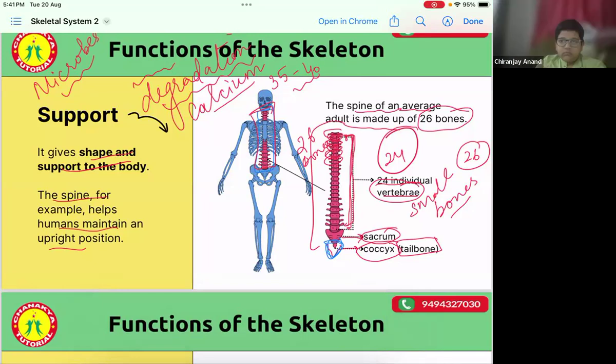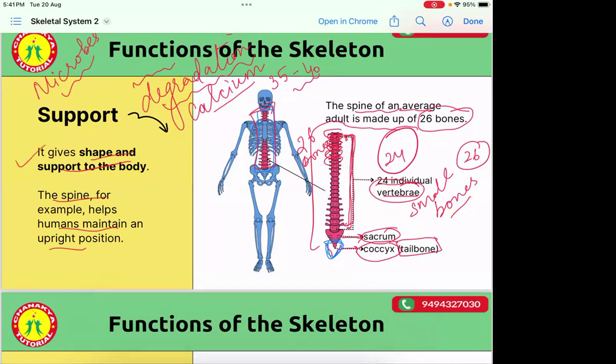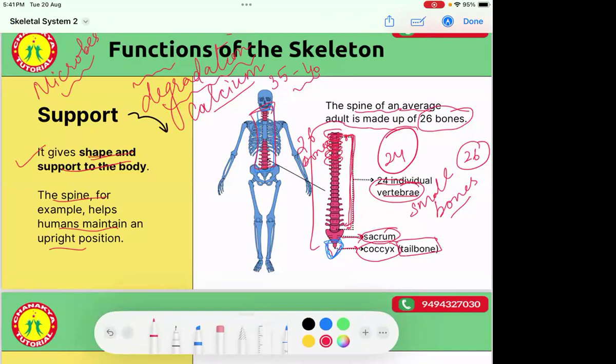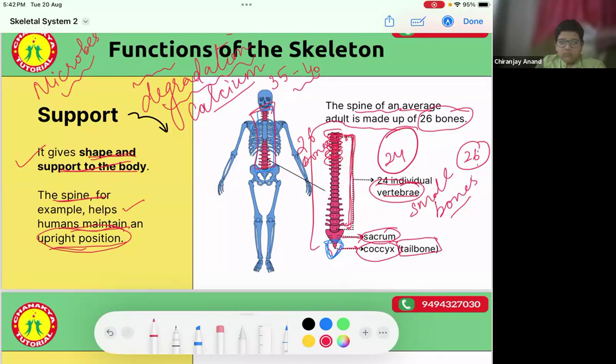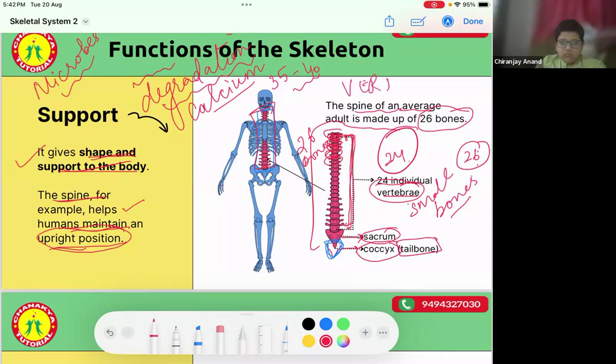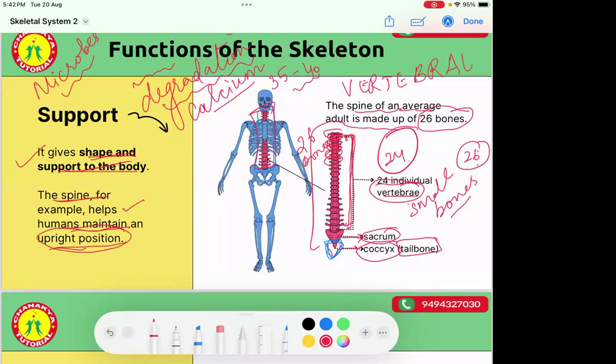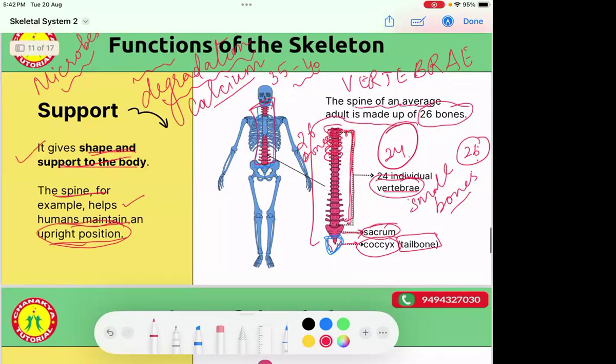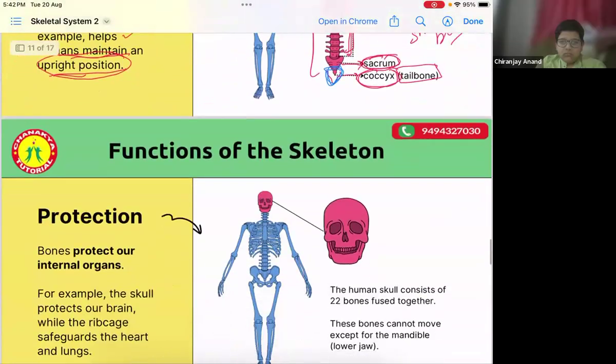Okay, so again, I'll repeat. The skeleton gives shape and support to the body. The spine helps to maintain the upright position. So because of the spine, we can sit or stand in the upright position. So total 26 bones are there in the spine. Out of these 26 bones, 24 bones are called small bones or vertebrae. The last second bone is called sacrum and the last bone is called tailbone. So like this, 26 bones are there.